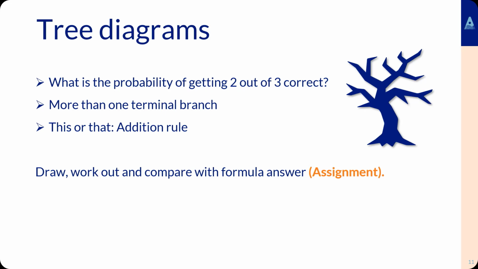We've got more than one terminal branch, so we've got 3 layers deep. The answer can be this or that, correct or incorrect, so we're going to be using the addition rule. And there's an assignment where I want you to draw, work out, and compare with the formula answer. So let's just start by looking at that briefly.